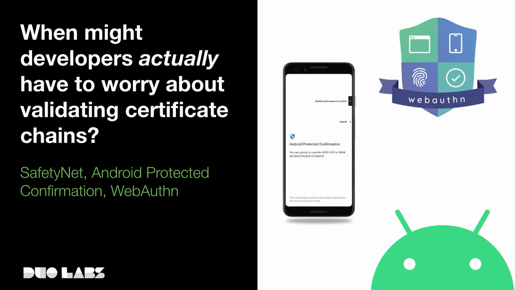But on the other hand, when might developers actually currently have to worry about validating certificate chains? So three things that come to mind. This is by no means exhaustive, of course. But Android SafetyNet, Android Protected Confirmation, and then WebAuthn when using attestation to verify the provenance of an authenticator.